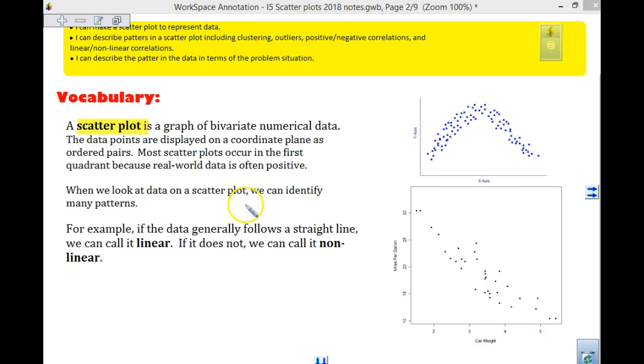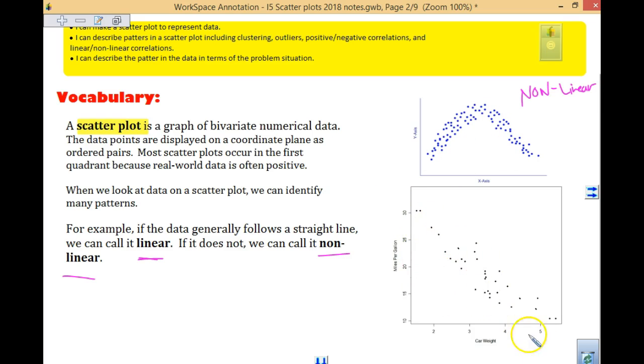It says when we look at data in a scatter plot, we can identify many patterns. For example, if the data generally follows a straight line, we call it linear. And if it does not, we are going to call it nonlinear. So if we look at this first one, we would say this is non-linear, right? It does not make a straight line. This is actually like a curve, like a parabola. So right next to that, please write non-linear.